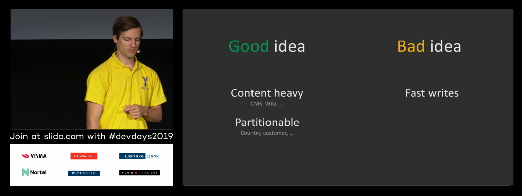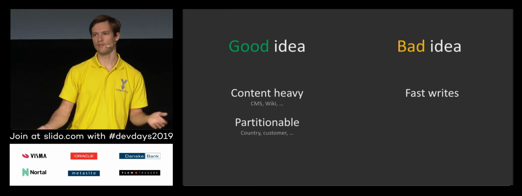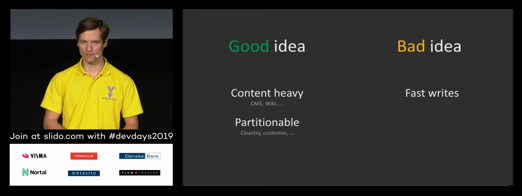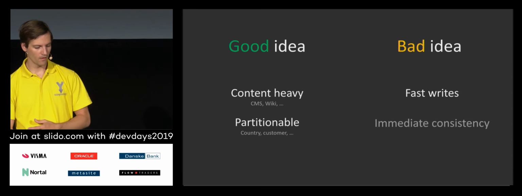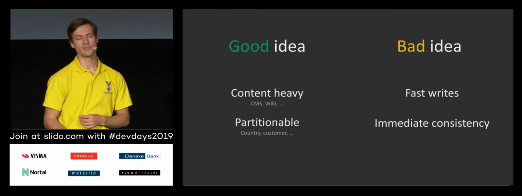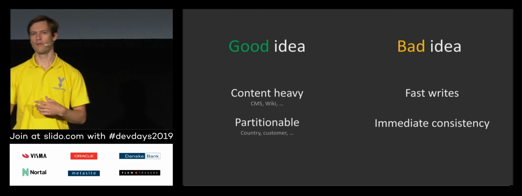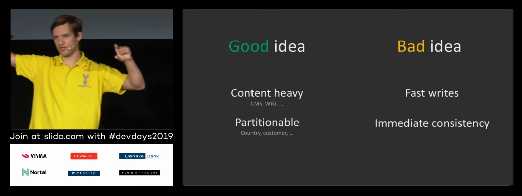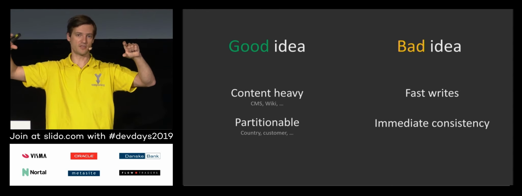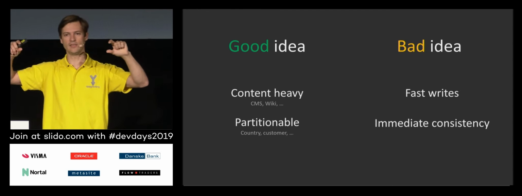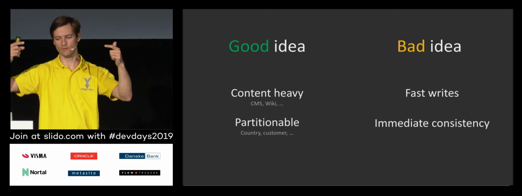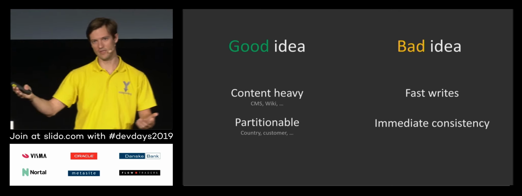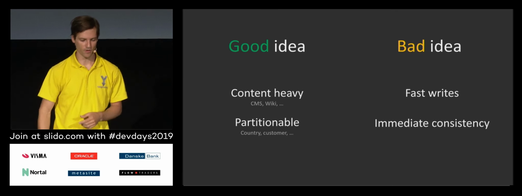It is not such a good idea if you need fast writes. Don't write a trading application with GitDB, because it's going to blow up. Or if you need immediate consistency, so when you need to replicate all of those changes to a read optimized store, there's going to be some delay. So sometimes you may have to rely on eventual consistency to get things right. If you don't need it though, then this can work.